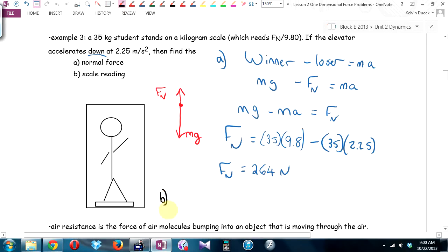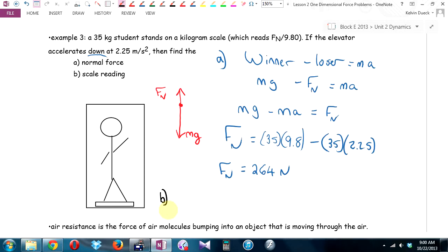B. Neve, what does B want me to find? How can I find the scale reading in kilograms? First of all, what does a scale measure? Does it measure mass? Say no. What does a scale measure? Normal force. Did we find the normal force in part A?